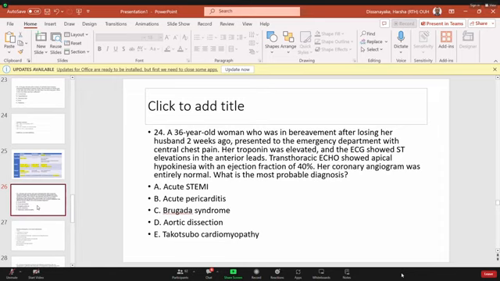This is the next case. A 36-year-old woman who was in bereavement after losing her husband 2 weeks ago presented to the emergency with central chest pain. Troponins were elevated. ECG showed ST elevations in anterior leads. Transthoracic echo showed apical hypokinesia with an ejection fraction of 40. Coronary angiogram was entirely normal. What is the most probable diagnosis?